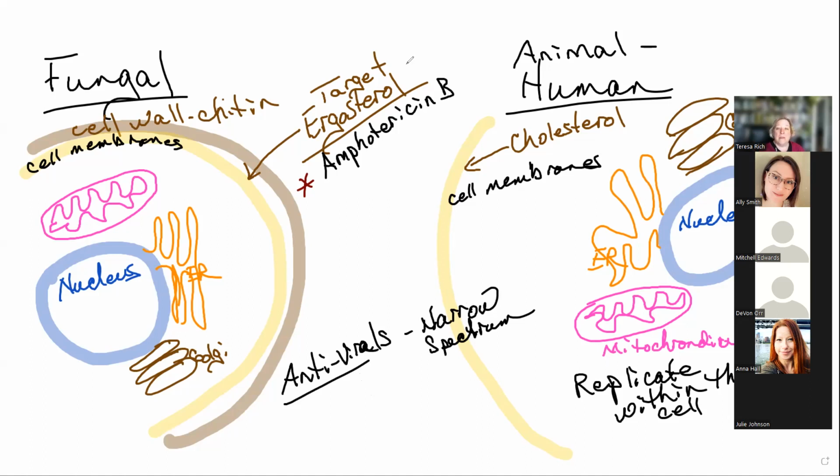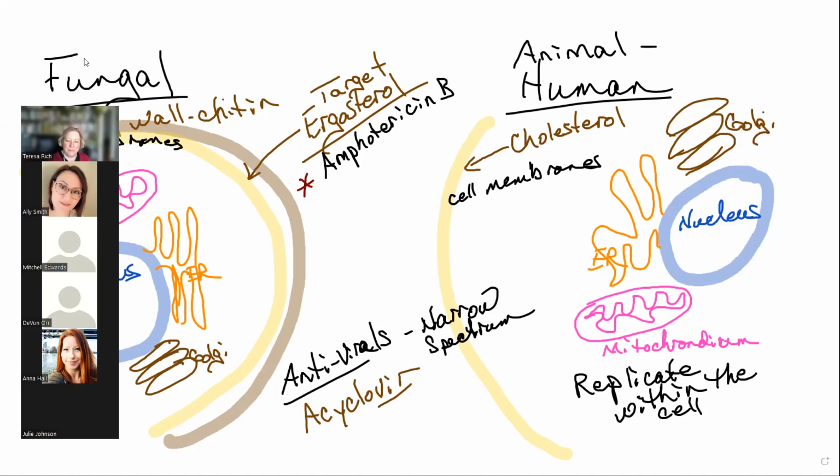And the antiviral that I want you to know is acyclovir. You can generally tell the antivirals because they tend to have "vir" in the name, vir for viral. And the reason why I bring up acyclovir is because its mode of action is pretty darn cool. Acyclovir is a nucleotide analog.